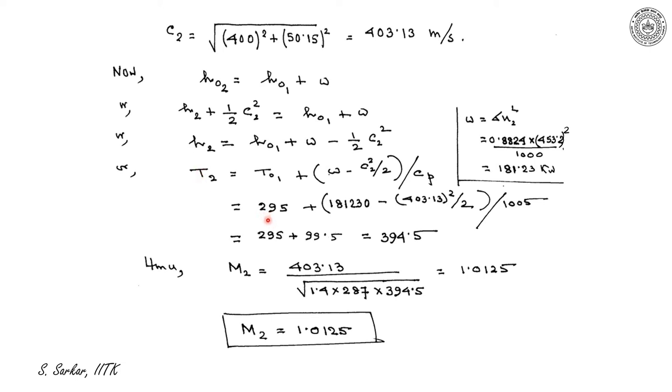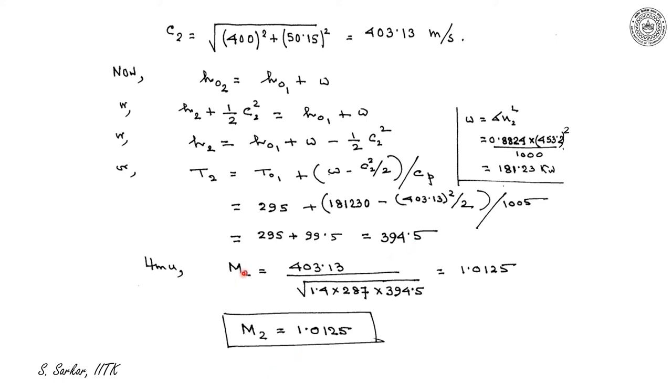So T01 is 295, small w here is 181230, minus this is C2, 403.16 square divided by 2 divided by 1005. So this is 295 plus 99.5, it would be 394.5. Thus exit temperature I have evaluated as 394.5.